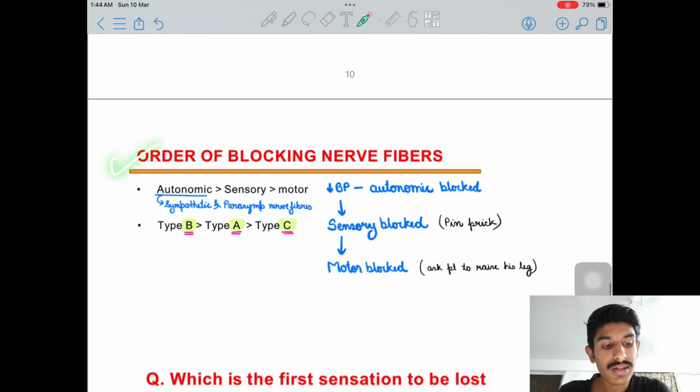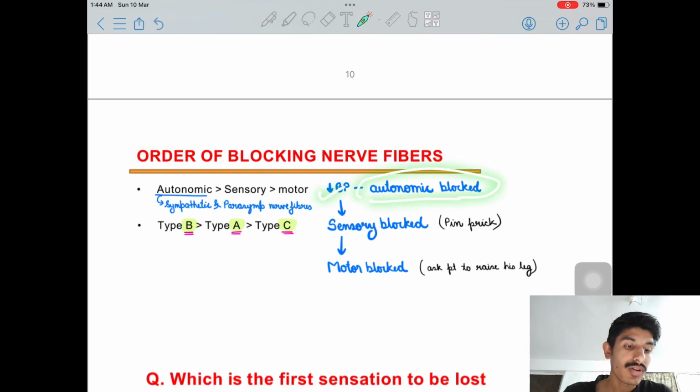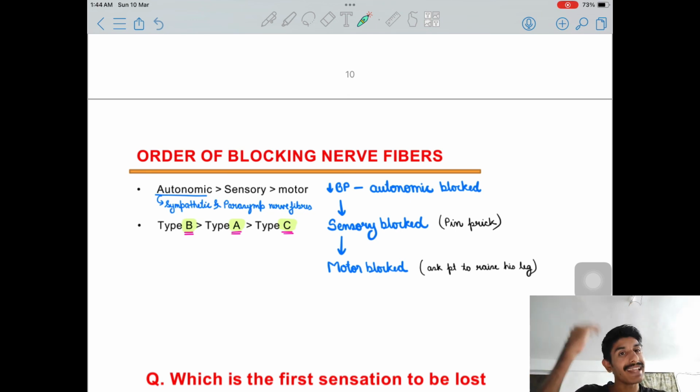So, the order of blocking nerve fibers. For example, BP will decrease, autonomic block will be there, then sensory block, and motor block will be there. How do you know that the patient has got a motor block? You will tell the patient to raise his legs. If he is able to move the legs, his motor is not blocked yet, but if he is not able to lift his leg, then it is blocked.